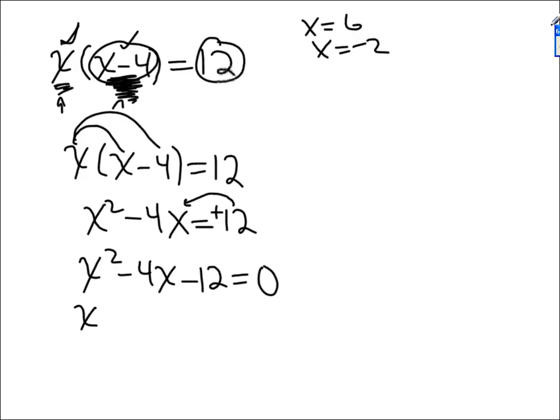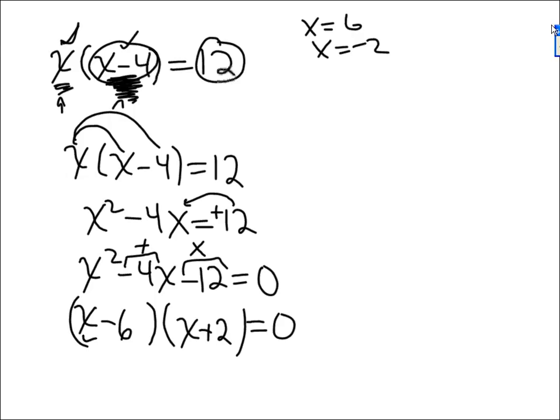Since it's x squared, it's a trinomial where the leading coefficient is 1. I put x and x, I want two numbers that multiply out to -12, they add up to -4. And I think those two numbers are -6 and +2, equals 0. So either this factor is 0, which is when x is 6, or that factor is 0 when x is -2, because their product is 0. And those are the answers I had 5 minutes ago.